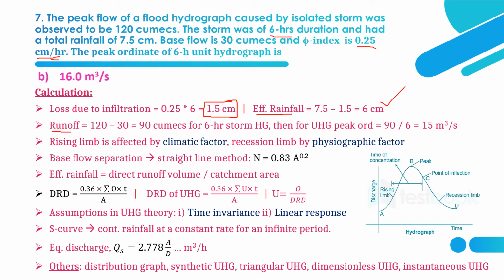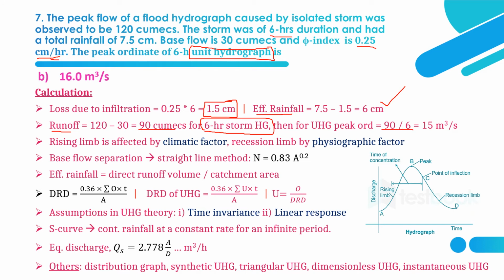So now we have to calculate the runoff. What is runoff here? Actual discharge minus the base flow. Actual flood discharge, that is 120 cubic meter per second, minus base flow. So 120 minus 30 gives 90 meter cube per second. This runoff is actually calculated for a 6-hour storm hydrograph, but we require the unit hydrograph. So therefore 90 by 6.